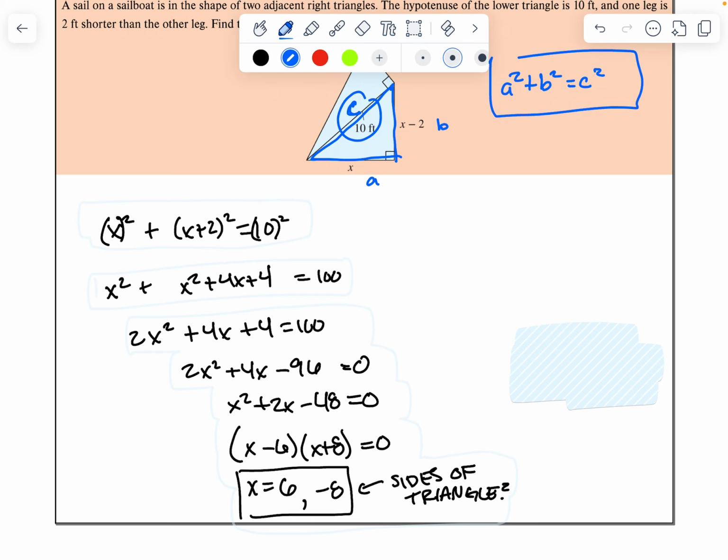We're thinking about sides of a triangle. So if we're talking about which one of those makes sense and which one doesn't, the negative 8 does not make sense here for a side of a triangle. The 6 does. Since 6 is x, if we want to find the other side of the triangle, we could say x minus 2, or 6 minus 2 would be 4.